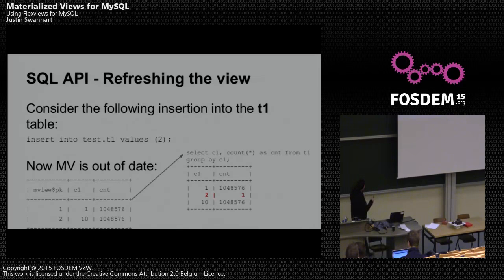So let's say we insert a new value, value 2. The MV is out of date. We don't see 2 in the materialized view, right? So we have to refresh it. If we run the real select, we can see that there's that 2 there, right? So we know that it's out of date.